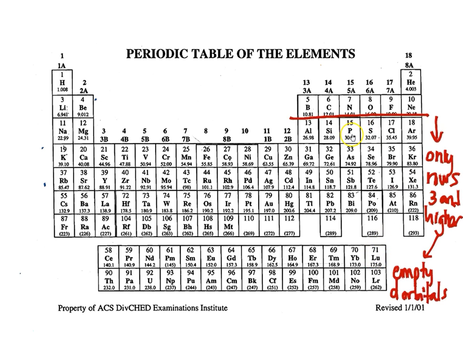For example, phosphorus very commonly expands its octet, so does sulfur. Some of these others, selenium, sometimes you see it. So we'll see a few examples of that.